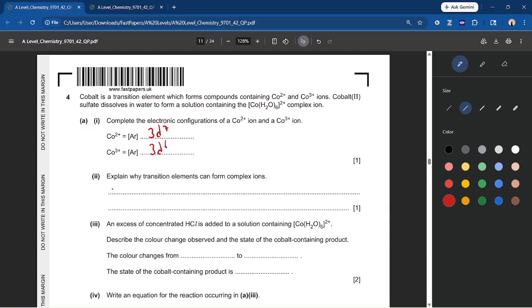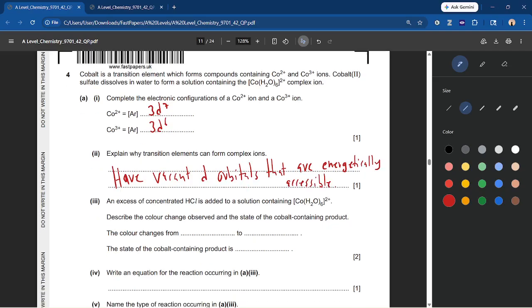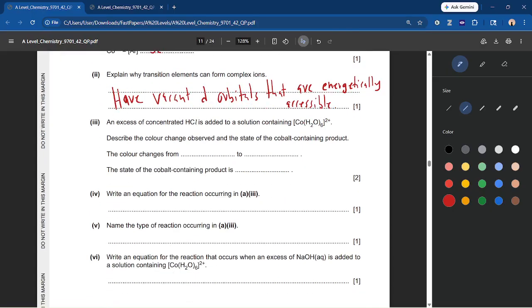But just to say it again, they have vacant d orbitals that are energetically accessible. Boom. An excess of concentrated hydrogen chloride is added to a solution containing cobalt.